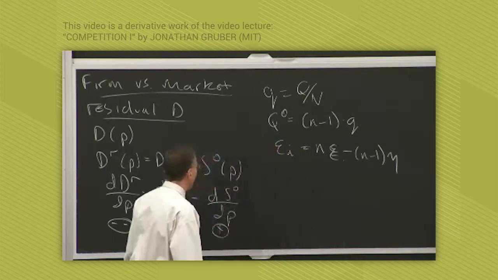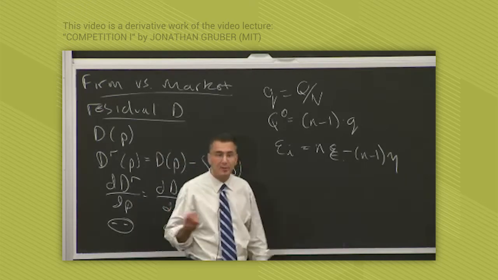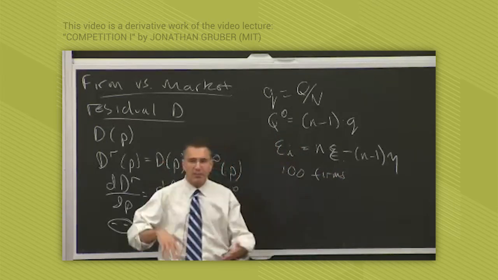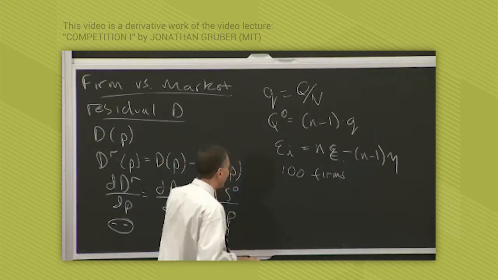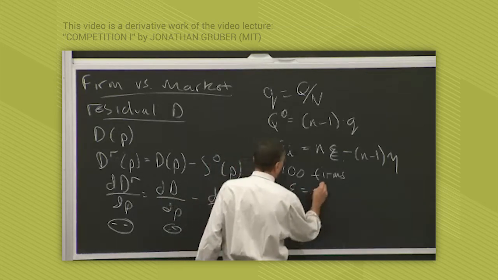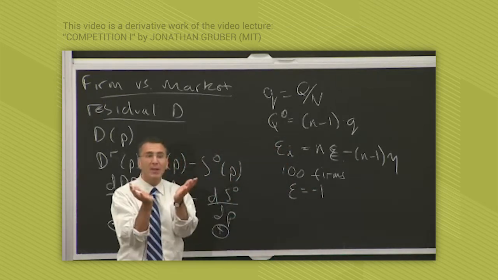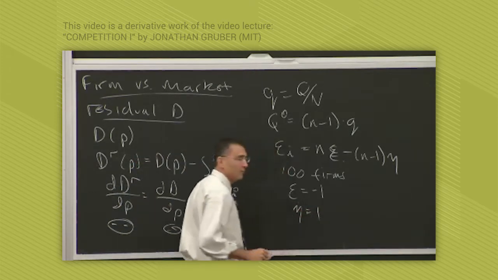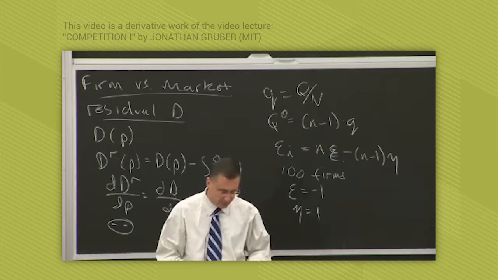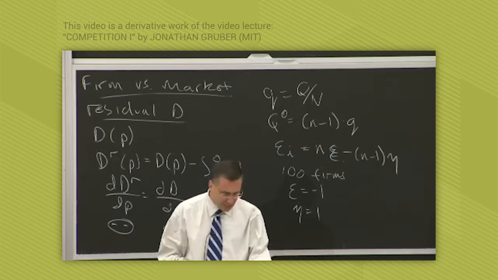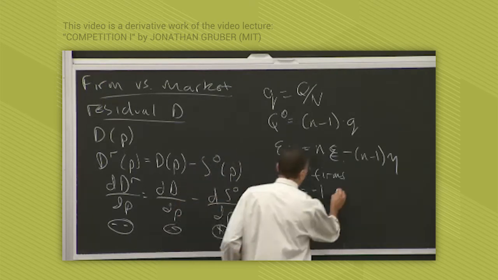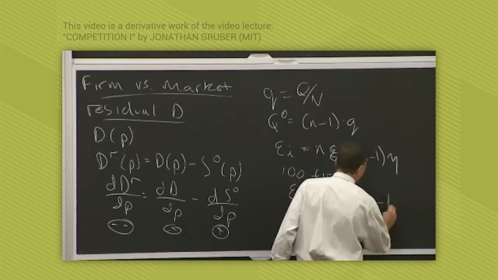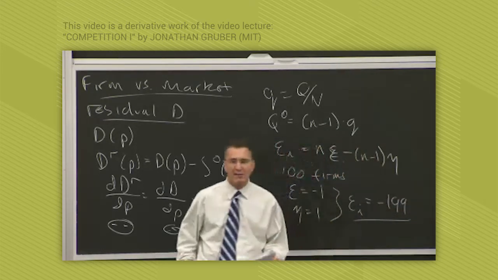For example, let's say you've got a market with 100 firms in it. Not a big market, but not outrageously big. We have plenty of markets with more firms than that. And let's say that the elasticity of demand for this market equals minus 1. So it's in between elastic and inelastic. Not a crazy number. And the elasticity of supply is 1. Then, if you use this formula, the elasticity of demand facing a given firm is minus 199. It's a huge negative number.